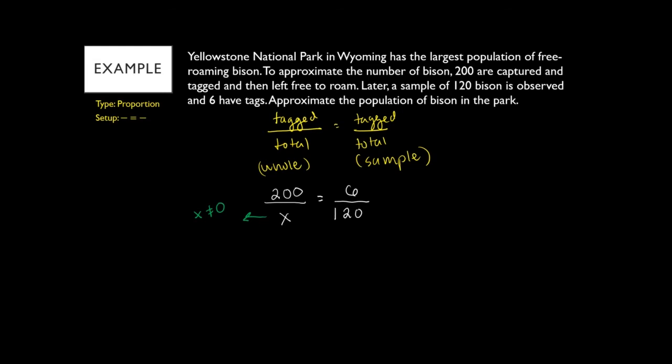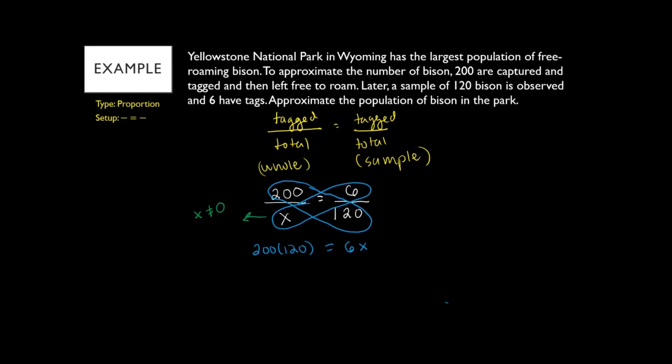So we are going to cross multiply. It doesn't matter which diagonal goes first. So 200 times 120. And then you have your equal sign, and then you have your other diagonal, which is x times 6 or 6 times x. So this gives you an equation that then you can go on to solve.